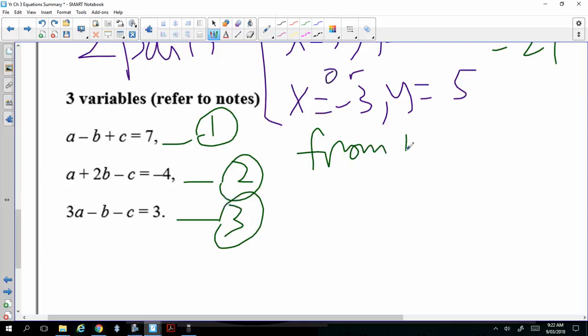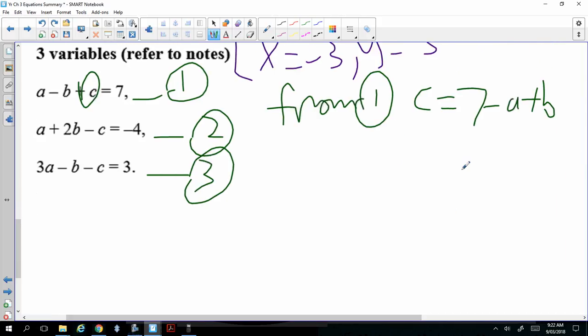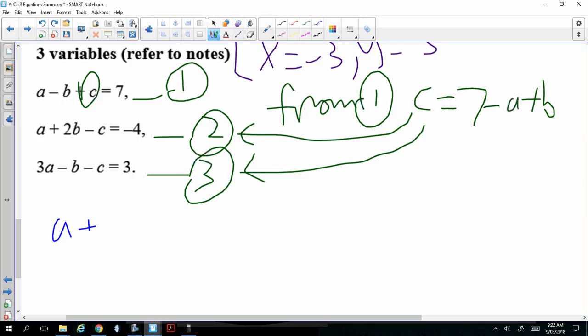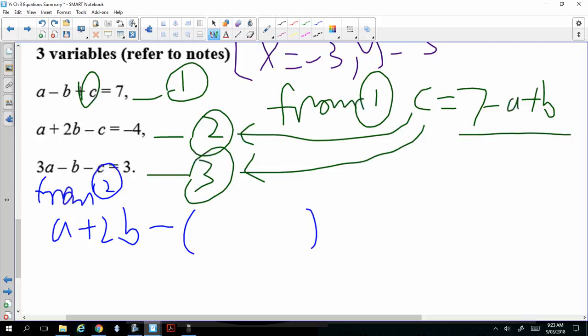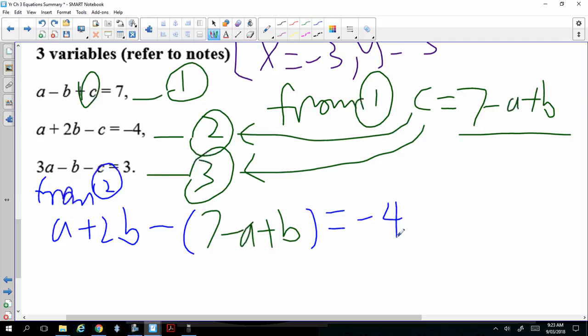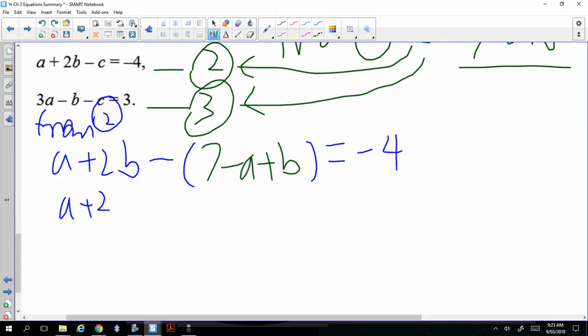And then what you do is, you substitute this into equations 2 and 3, right? So if you substitute into equation 2, it's going to become A plus 2B, that's from 2. A plus 2B minus, where we see the C, we replace it by 7 minus A plus B, equal to negative 4. Okay? And then you have to simplify. A plus 2B minus 7 plus A minus B equal to negative 4. 2A plus B equals 3. Call that equation 4 because it's a new equation we made.